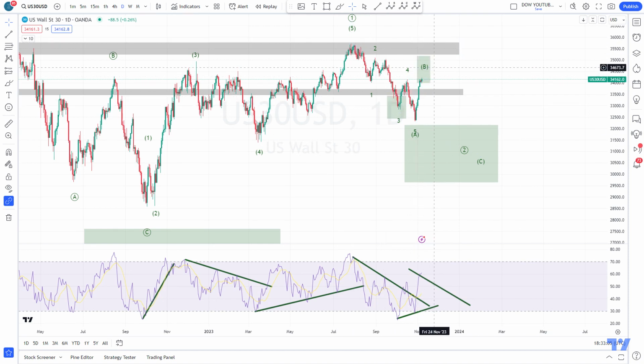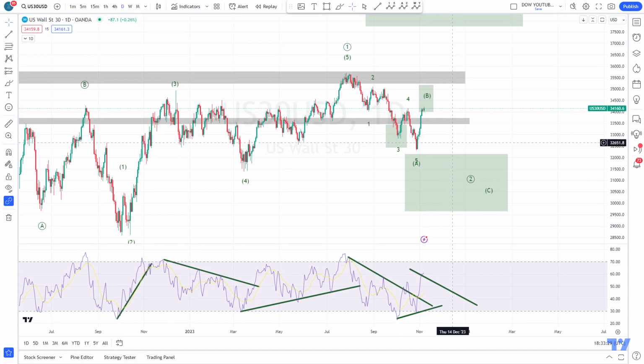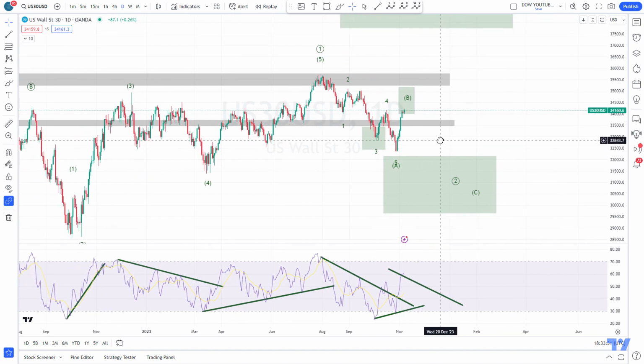This is the wave 2 where we are currently working on, and then a wave 3 down, 4 and 5 will follow. So these are the implications of 5 waves down. 5 waves down means that we at least need another 5 waves down, another impulse down. So this is what we are looking at.